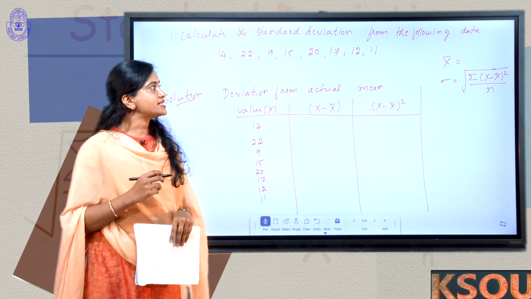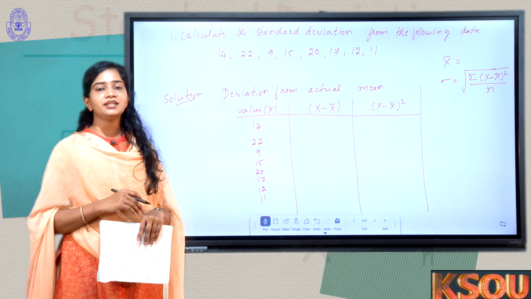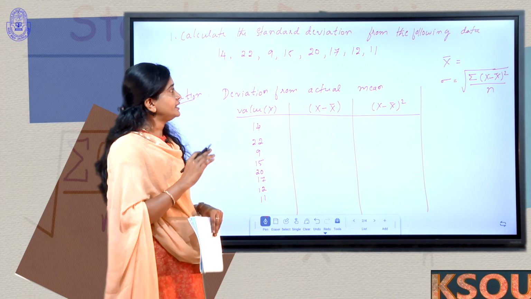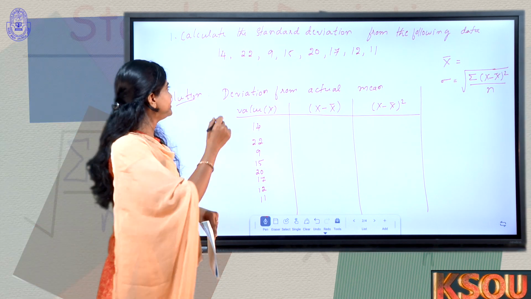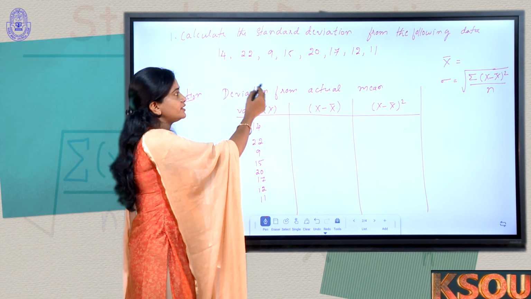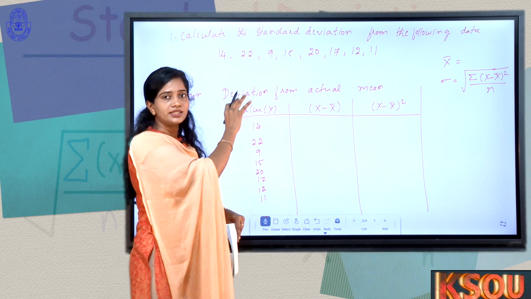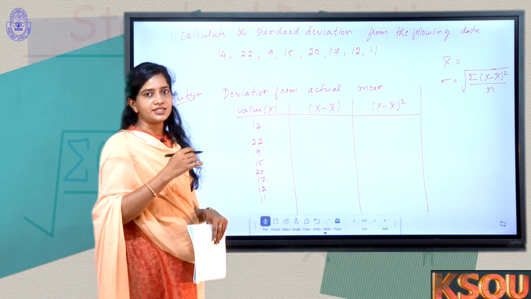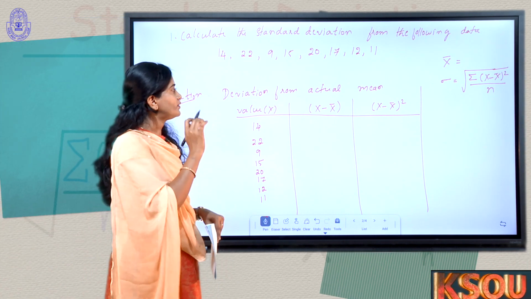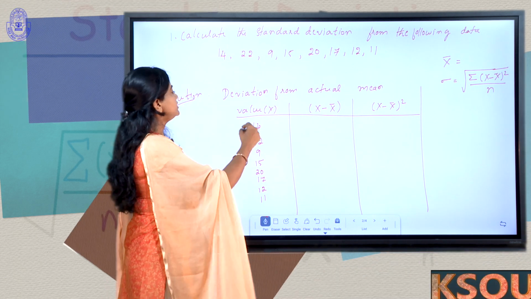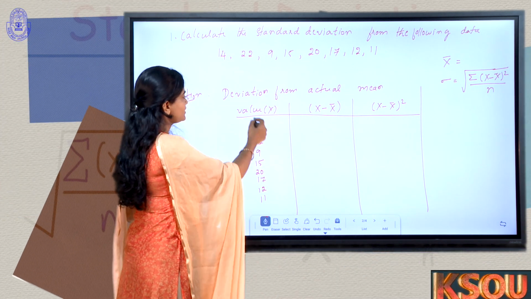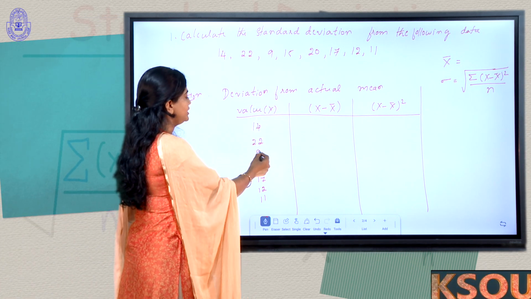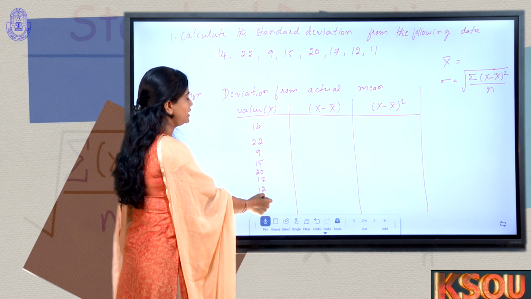Let us see this example under deviation from the actual mean for individual series. Calculate the standard deviation from the following data. Here we can see that we do not have any frequency values, we have data only, that is ungrouped data. How can we calculate the standard deviation from the actual mean? For that, you will have to take the given data. You can consider it as the x variable, that is 14, 12, 9, 15, 20, 17, 12 and 11.